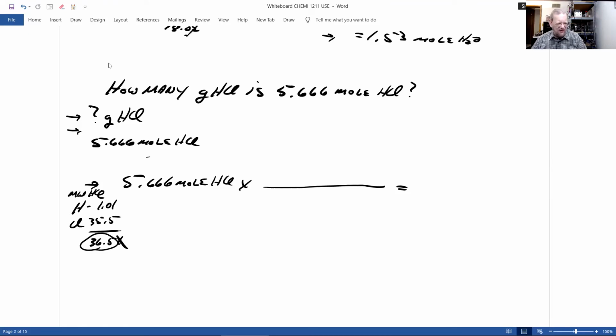So this is the molecular weight of hydrochloric acid. So why don't you figure out what goes here, what units go here and here, and also what numbers go here. Your turn.